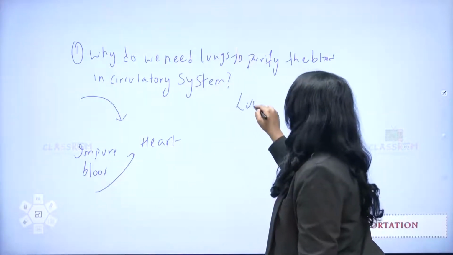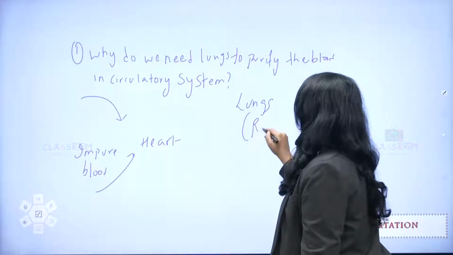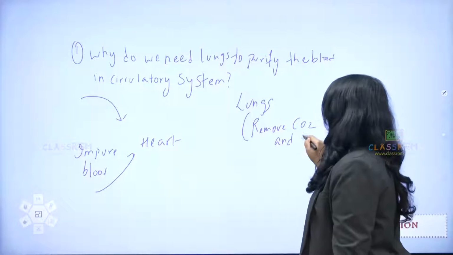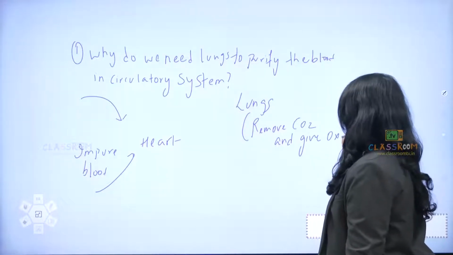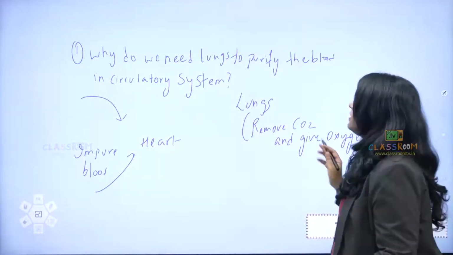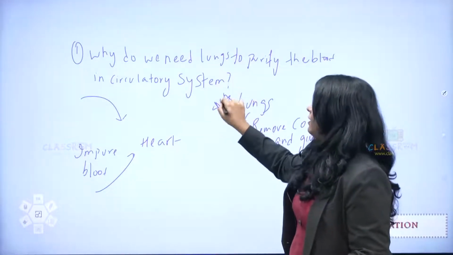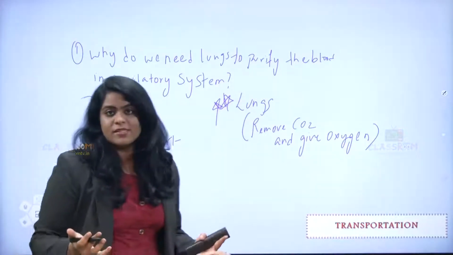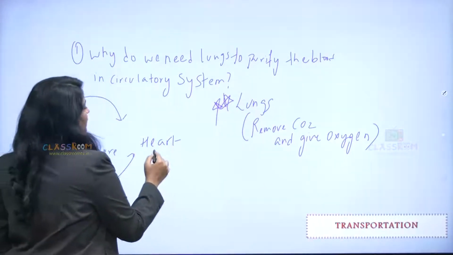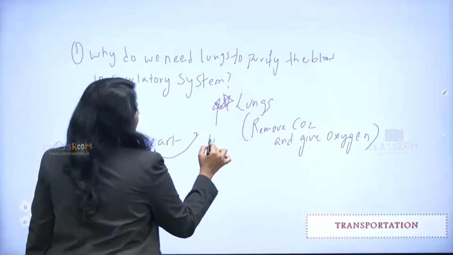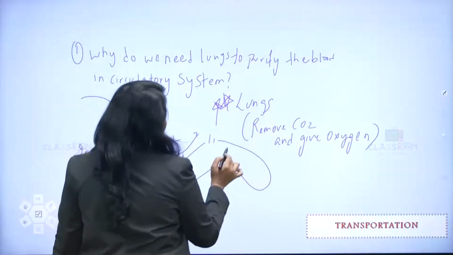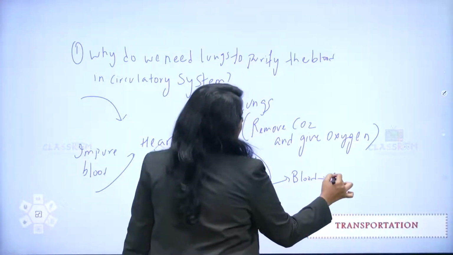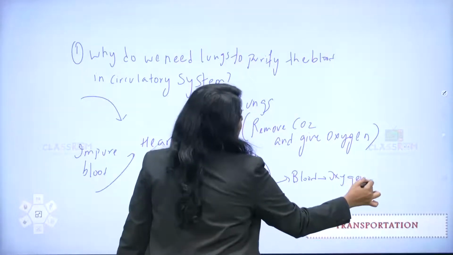So what do lungs do? They remove carbon dioxide and give oxygen, right? So this role is being done by the lungs. If we don't have lungs, we won't have oxygen. So from here the impure blood goes to the lungs, and in the lungs it gets purified. So the blood becomes oxygenated and then enters the heart.